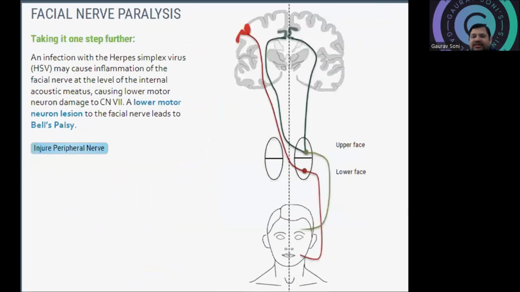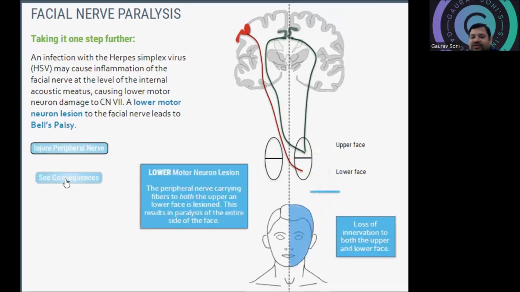Now let's see some clinical points, as you might know very much about facial nerve paralysis. An infection with herpes simplex virus especially may cause inflammation of the facial nerve at the level of the internal acoustic meatus. We have seen there were two openings through the cranial nerve. One was this also, causing lower motor neuron damage to nerve 7. Lower motor neuron damage is also called Bell's palsy. So you can see here, this is the lower face, the upper face part. This will basically be disturbed, so the lower face will be gone. We'll have some injuries. So what will be the consequences?